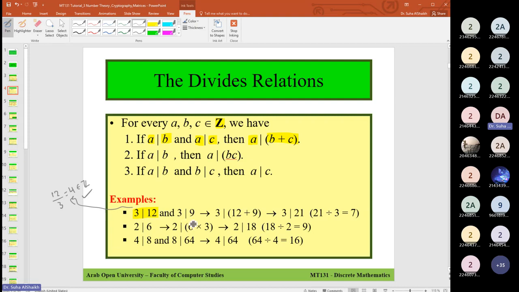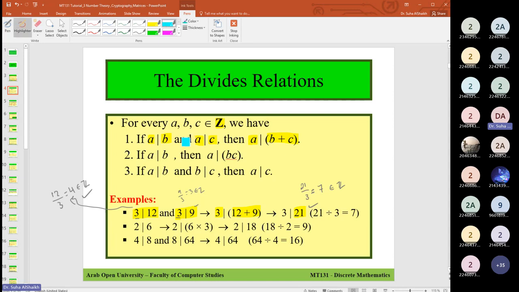Also 3 is dividing 9. 3 dividing 9 is correct because if I divide 9 over 3, this equals 3, which is an integer, so this is correct. So according to this, 3 divides 12 and 3 divides 9. This means that 3 must divide the sum of 12 and 9 as well. The sum of 12 and 9 is 21, and yes, this is correct. 3 is dividing 21 because when I divide 21 by 3 the answer is 7, which is an integer, so this is correct. You got that? Are you following up?